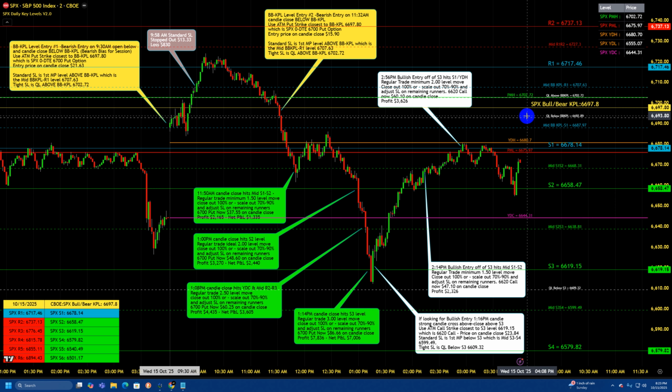Okay, so at 9:30 a.m. Eastern New York time, when the SPX CBOE index opens up, you will get the daily key levels on your chart as you see here.